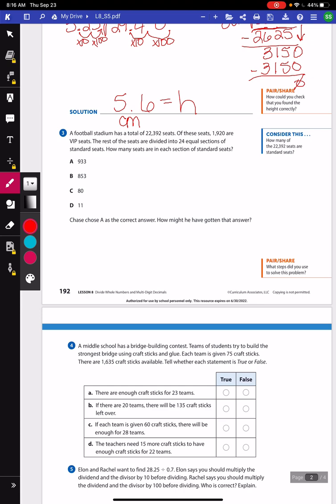All right, so the total is 22,392, and then 1,920 are VIP seats. So to figure out how many are standard seats, I've got to subtract. So 2 minus 0 is 2. 9 minus 2 is 7.